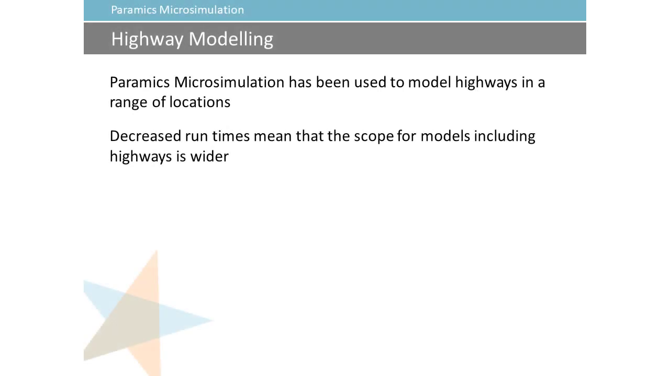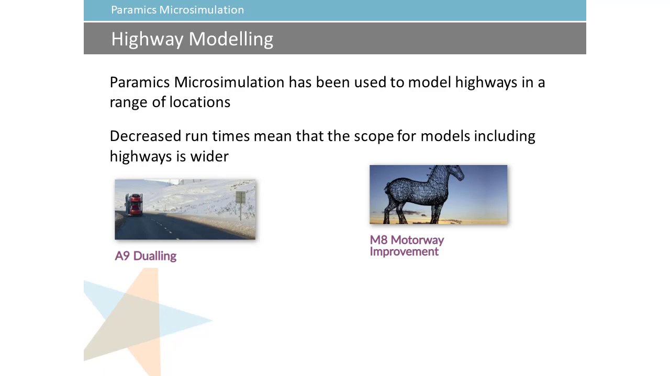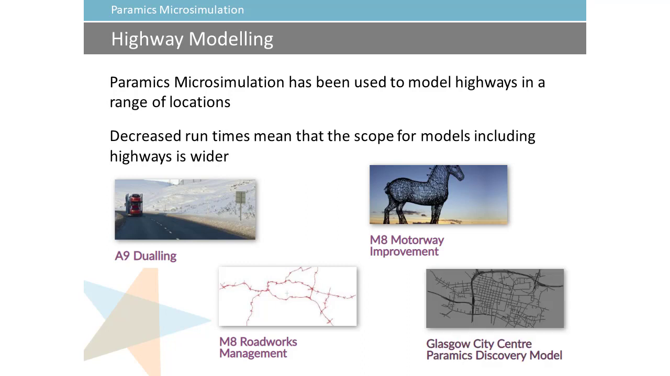So as I said, in this video, we're going to be looking at highway modeling. Paramics has been used to model highways in a range of locations. This includes highway corridor models, or highway models with route choice, or even mixture highway urban models where you have a motorway passing a city centre, for example, and you include both the motorway and elements of the city centre. And decreased runtimes in Paramics Discovery has meant that the scope for models, including highways, is wider than it has been in the past.